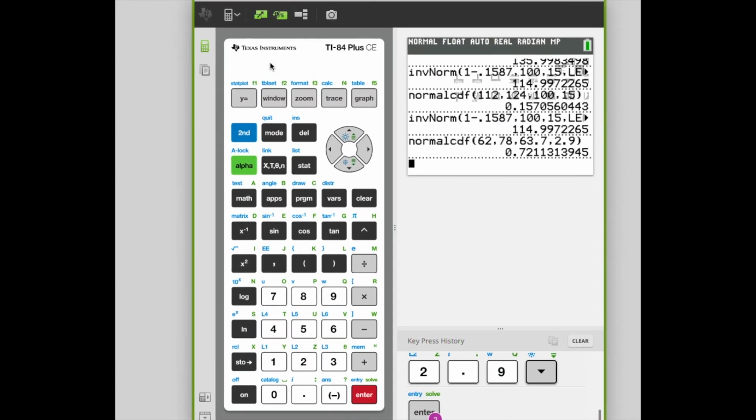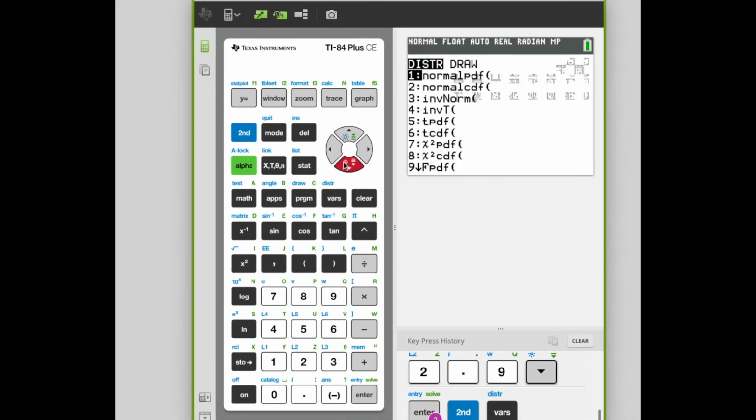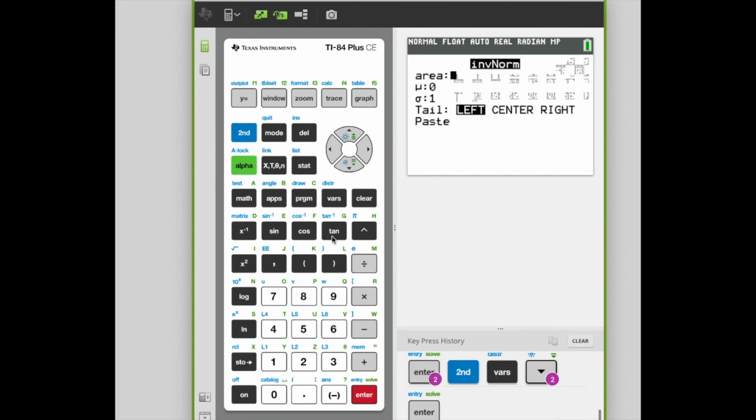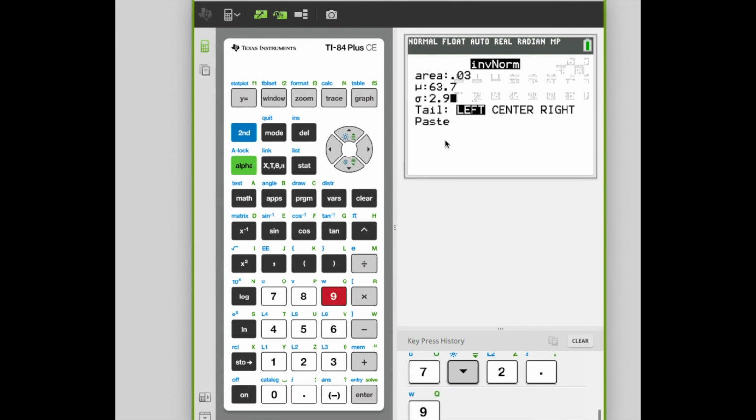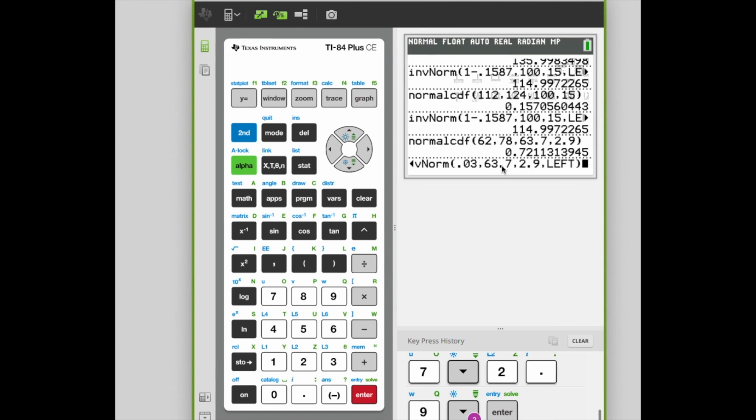So let's do the first one. Second vars, inverse norm. Area to the left was 0.03, 3%. 63.7 was the mean, and 2.9 was the standard deviation. Always area to the left because not everybody has this choice, and if you don't have this choice, it's automatically area to the left. So I'm just going to keep it that way. And this is what it would look like in the proper order.